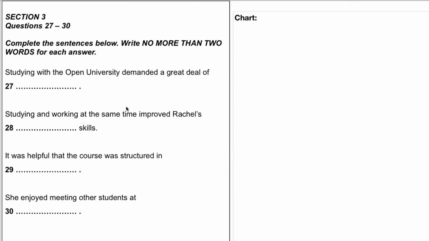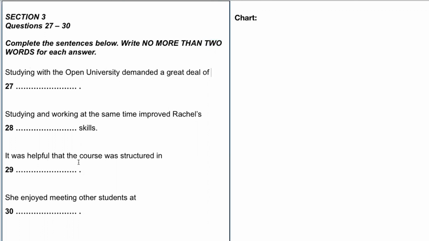All right, so here we are with our questions. You'll see that this is section 3, questions 27 through 30. So today we're going to be looking at 4 sentence completion questions. And of course, we have our instructions here, which we'll have to make note of. It says, complete the sentences below. Write no more than 2 words for each answer. So that is no more than 2 words. Very important to keep in mind.